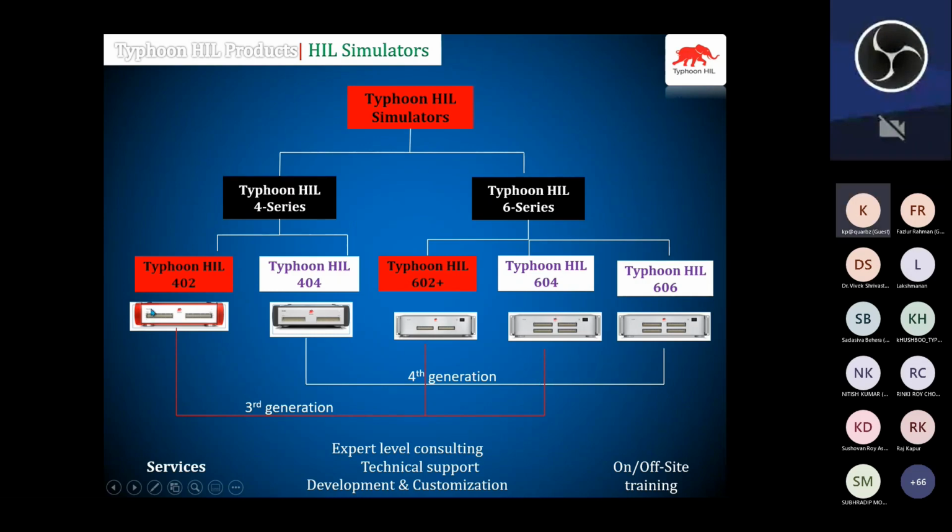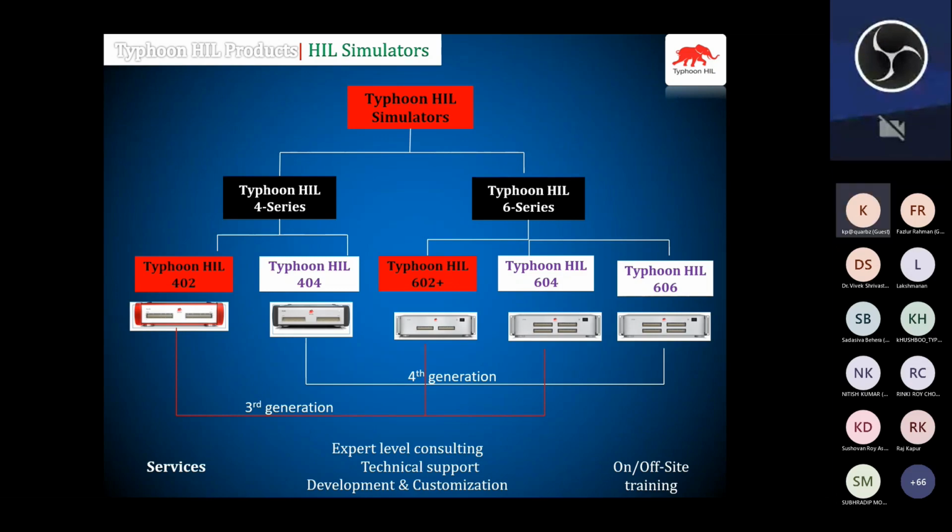So these are the third generation devices: 402, 602 plus and 604. That is, their simulation time step is 500 nanoseconds. And with the fourth generation, that is the 404 and 606, we are able to have the simulation time step down to 200 nanoseconds. Okay. So this is the thing.